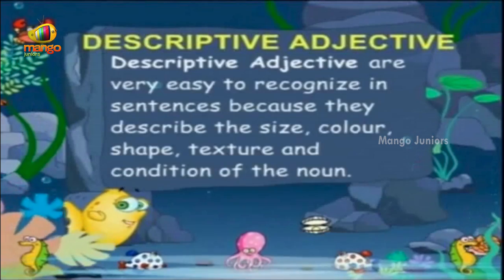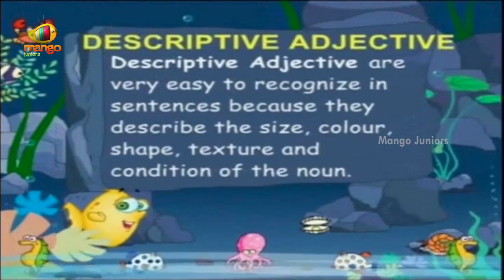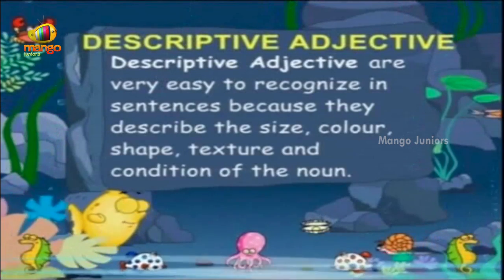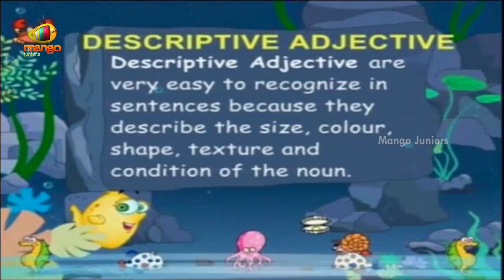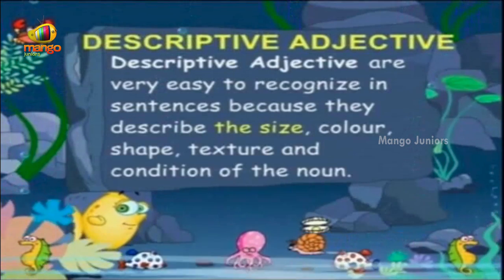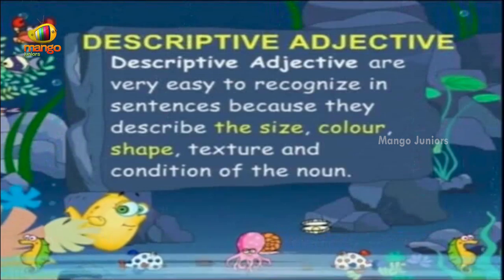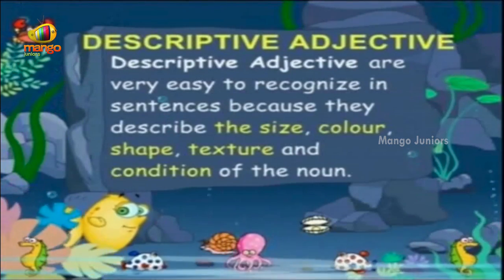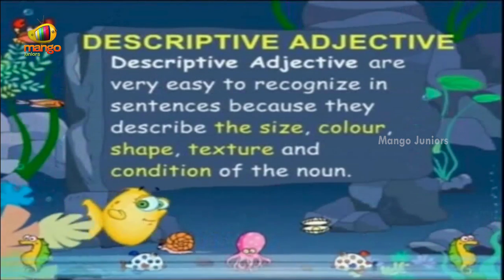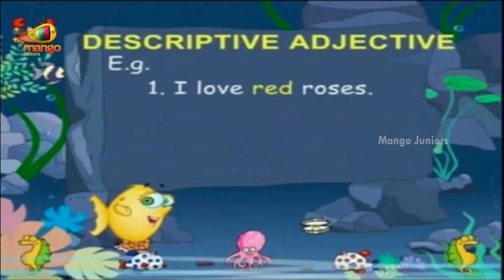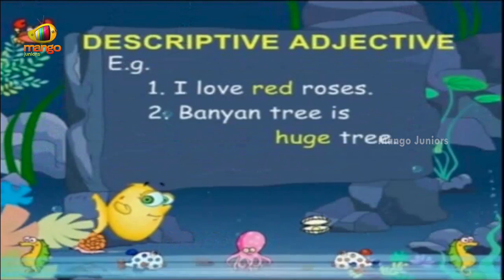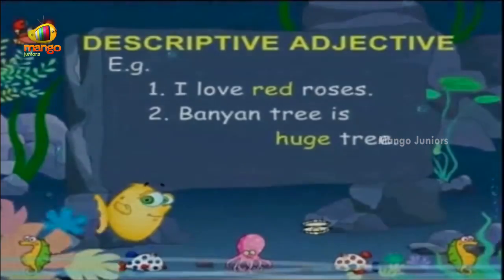Children, descriptive adjectives are very easy to recognize in sentences because they describe the size, color, shape, texture, and condition of the noun. For example, I love red roses. The banyan tree is a huge tree.